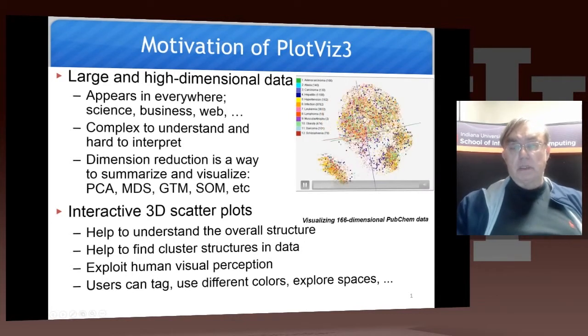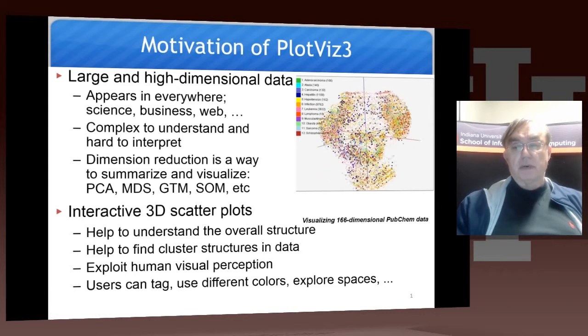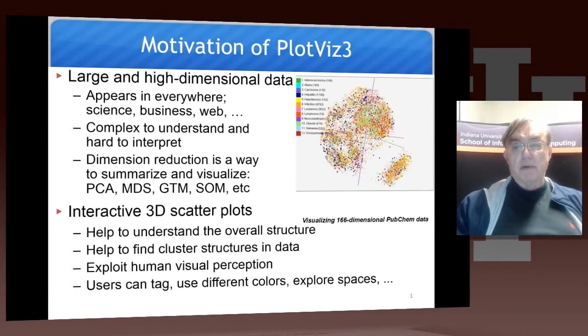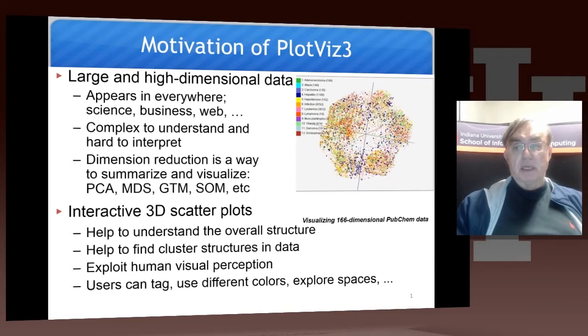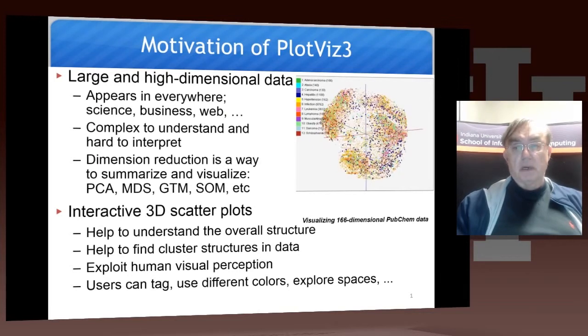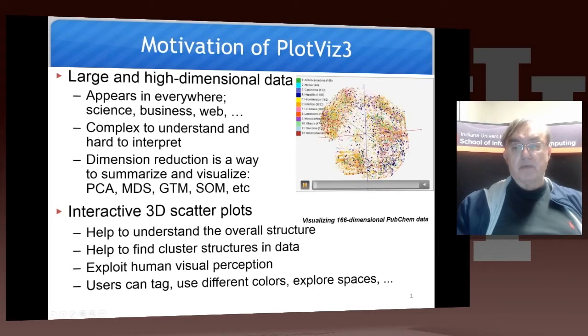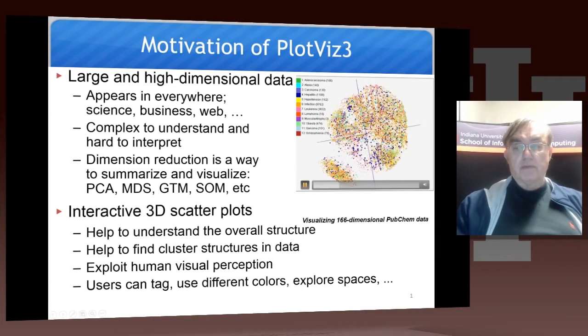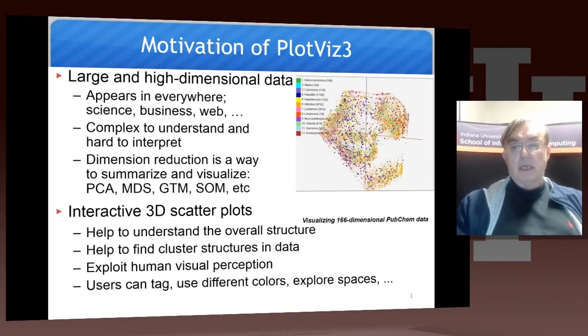So this is a result of Plotviz showing a cheminformatics data set with each color representing a different compound, and then you're just rotating it in Plotviz to look at the different structure as it goes around.